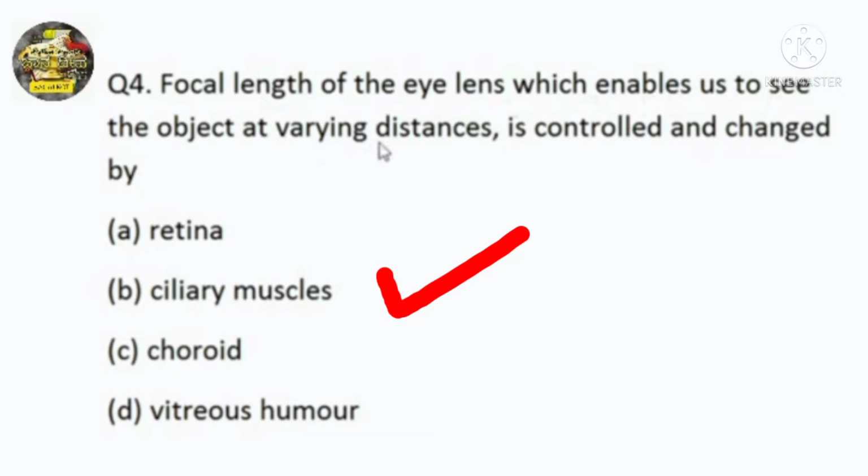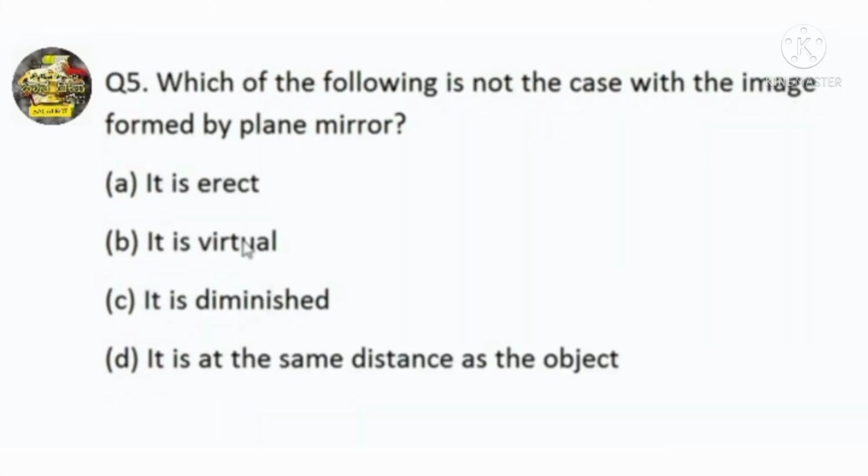Then we move on to the fifth question, that is, which of the following is not the case with the image formed by a plane mirror? Option A, it is erect, option B, it is virtual, option C, it is diminished, option D, it is at the same distance as the object. So the right answer is option C, it is diminished.